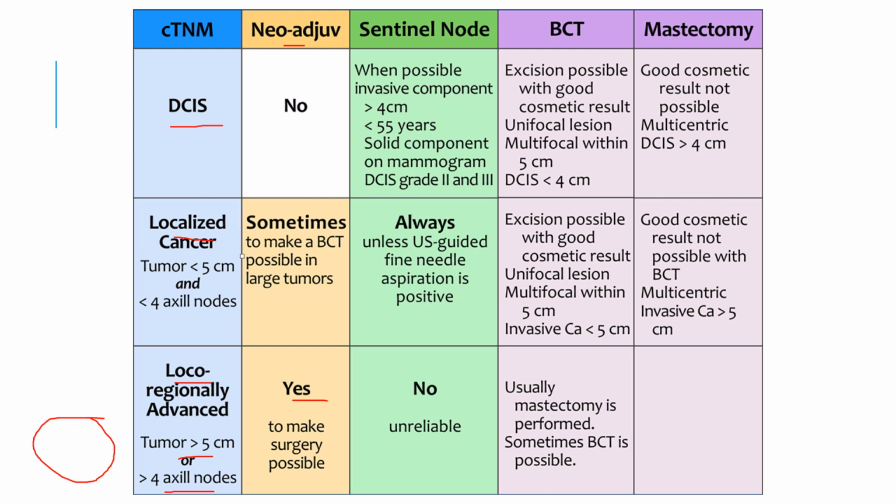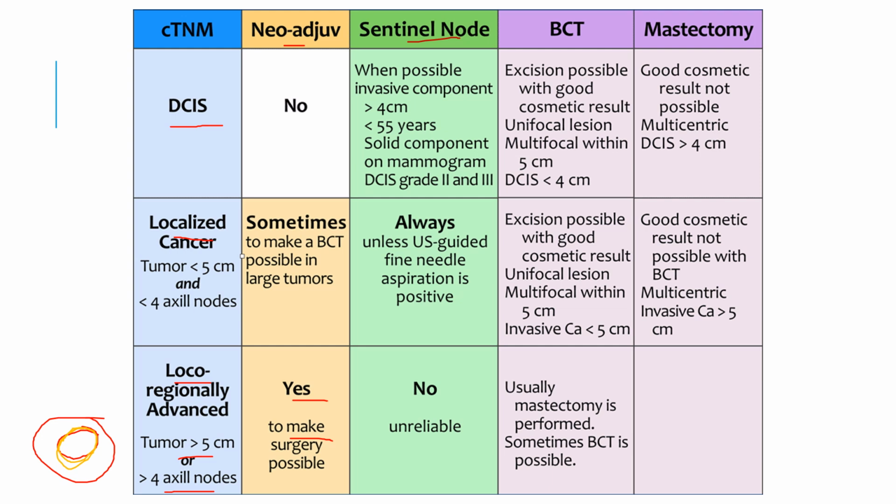You give neoadjuvant chemo to make surgery possible, so you have to reduce the tumor size. So after the neoadjuvant chemo, the tumor size may become reduced. That is why you give a neoadjuvant chemo. And when do you do a sentinel lymph node biopsy? We'll come to that later. What are the indications of sentinel lymph node, and why is it done?